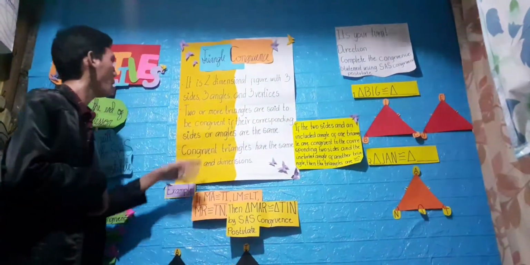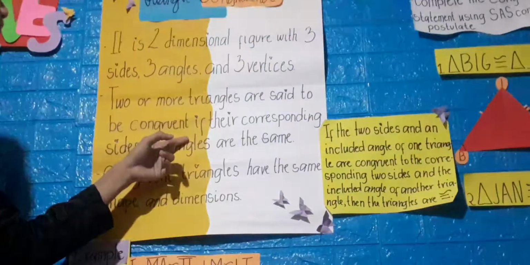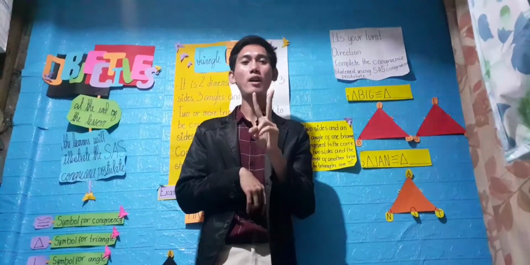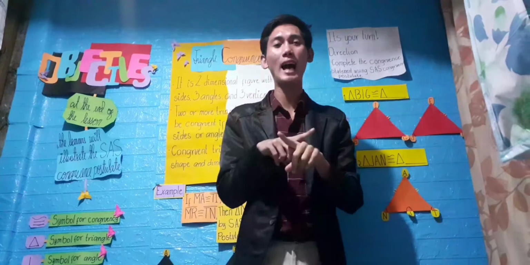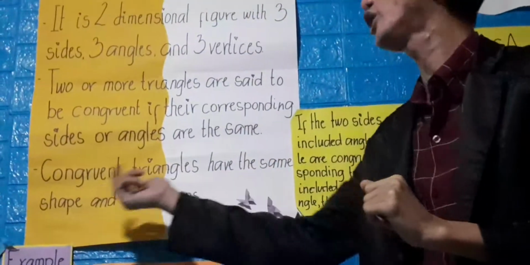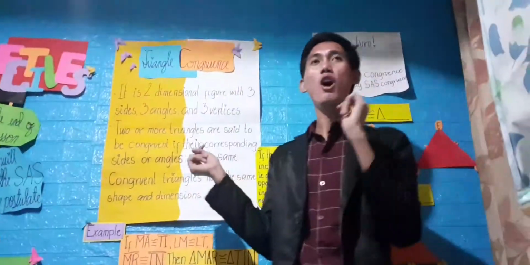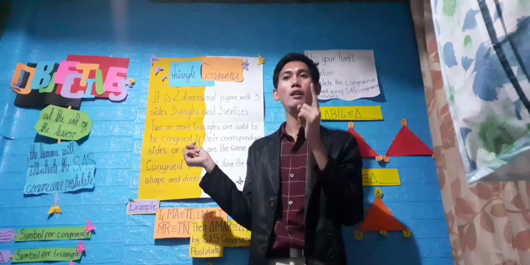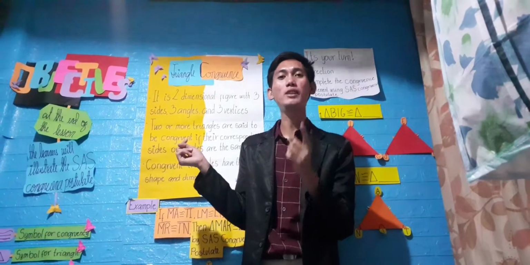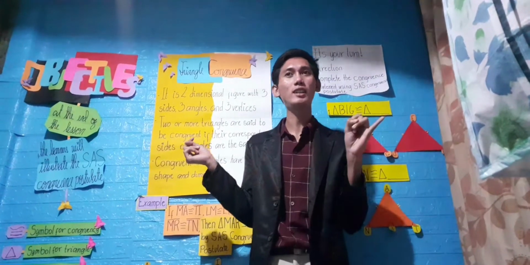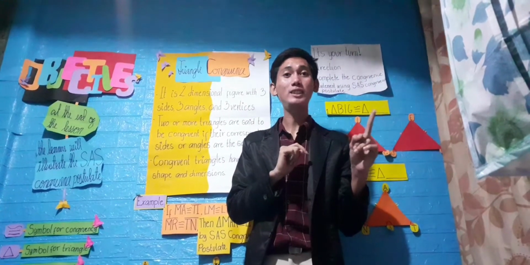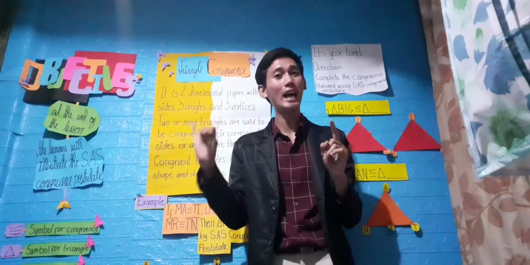Also, two or more triangles are said to be congruent if their corresponding sides and angles are the same. We can say that two triangles are congruent if they have the same sides and also the same angles. And last, congruent triangles have the same shape and dimension. We can consider two shapes congruent if they have the same shape. We cannot say that a triangle and a square are congruent, because a triangle has only three sides and three angles, while a square has four sides and four angles.